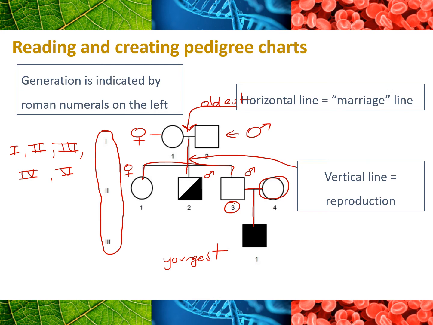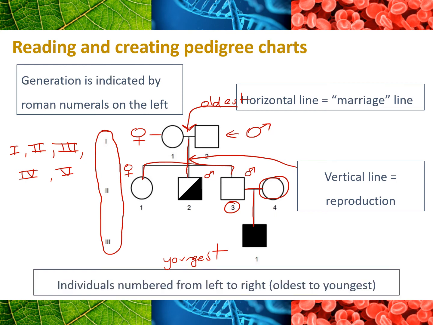So when people get confused with this, they're often trying to connect all of the lines together. Just keep in mind, you've got to have one line for direct descendants, and then horizontal lines would indicate people that have married into that family.